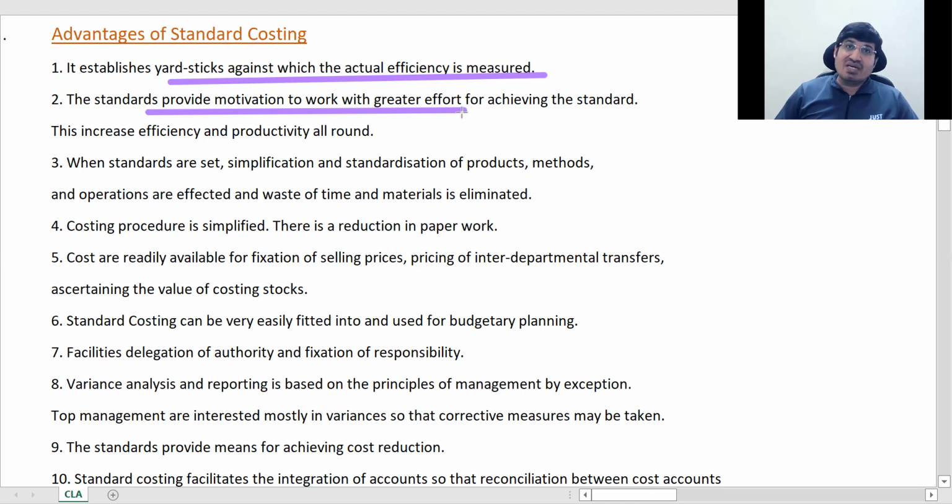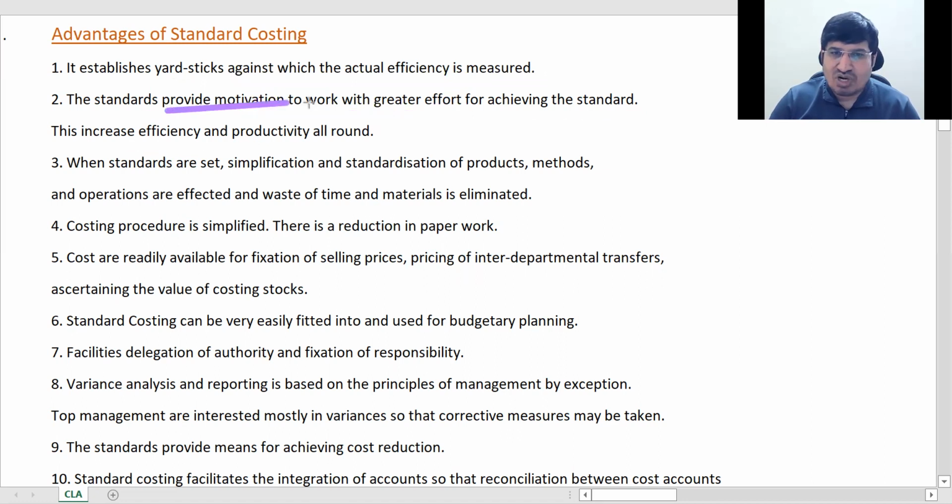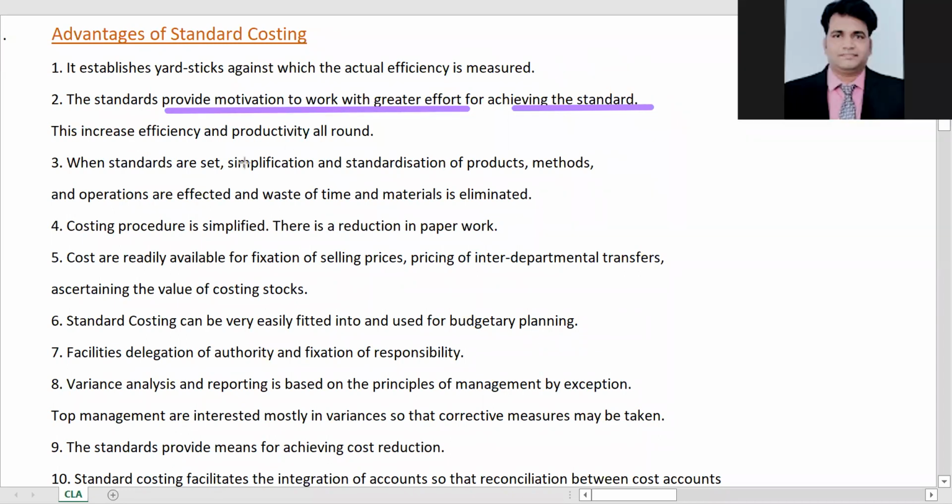What is the meaning? If the goal is in sight, then your speed and performance naturally improve. It provides motivation to work with greater effort for achieving the standard. Most good employees would want to achieve whatever goal has been given to them. This increases efficiency and productivity. So in this point, what you have to write is: it provides motivation to work with greater effort for achieving the standard. That much is enough.